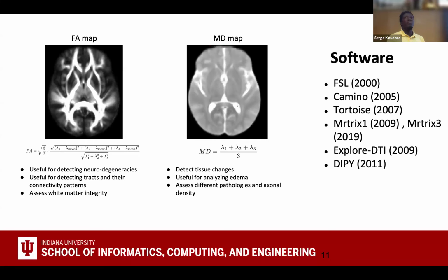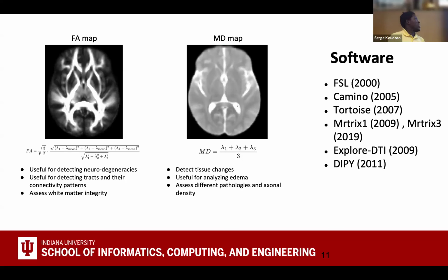After those discoveries, we started to see some software popping up. The first one was FSL, that I suppose many of you are using. This is a library from Oxford that has been developed since 2000. Then arrived Camino, which still exists. I'm not sure it is maintained, but it still exists. From London, so we're still in the UK there. Then Tortoise from NIH here in the US, which appeared in 2007. Then in 2009, from Australia, you have MRtrix1.